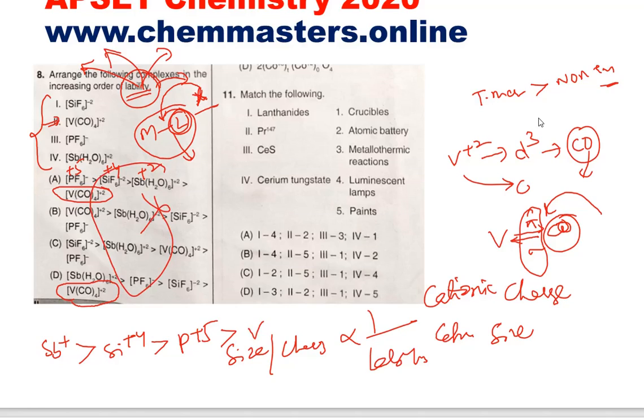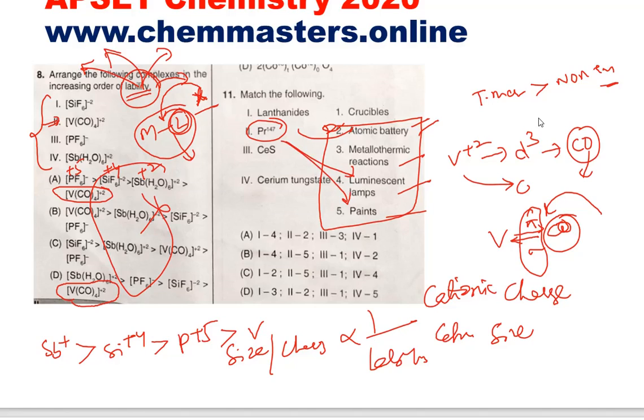Okay, next question. Match the following. Lanthanides. We can say the different metals of lanthanides can be used in atomic batteries, metallothermic reactions, luminescent lamps and paints. So here praseodymium 147 is also used in atomic batteries, luminescent lamps and also in paints.